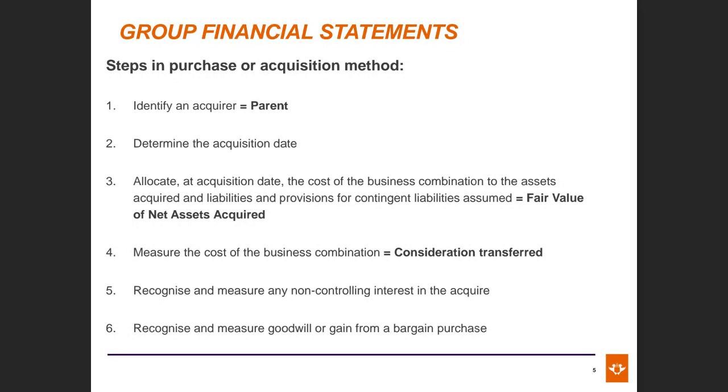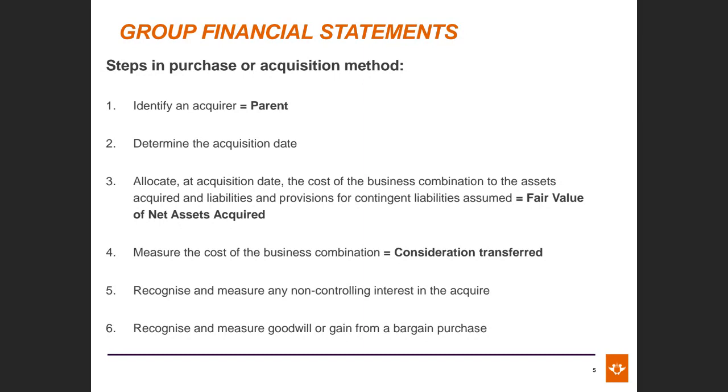In a purchase or acquisition, you're going to have an acquirer, which is known as the parent company, and then you're also going to have an acquiree, which is the subsidiary. So the first thing you need to do is identify who is the acquirer, who is the parent. This will often be told to you in the question. It will say P Limited bought S Limited.